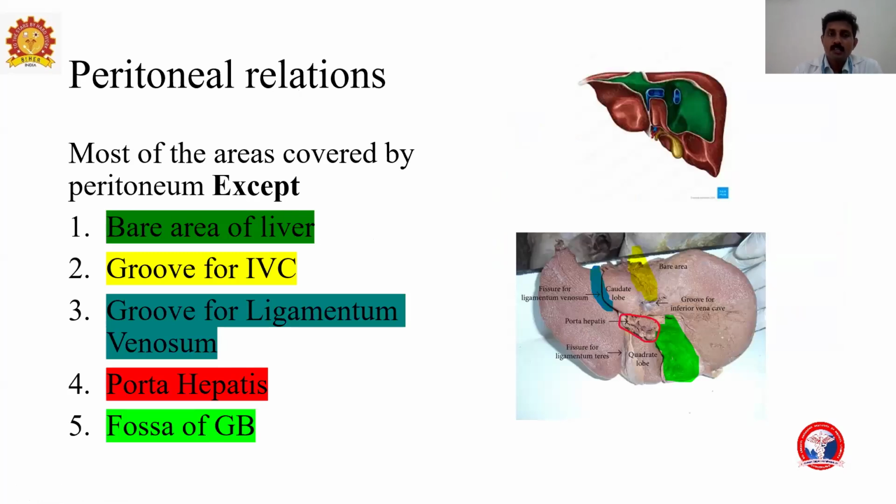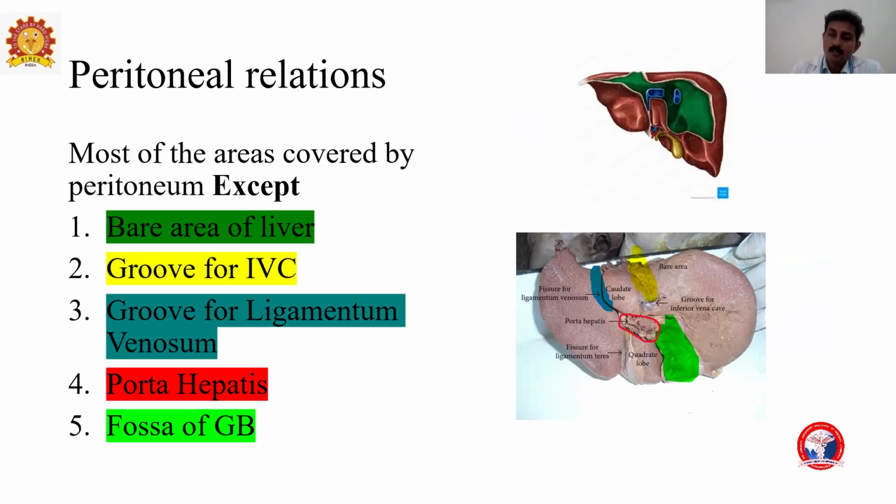Now, what are the peritoneal reflections? We are coming to the fourth part of this discussion. We have seen the gross features, then we have seen the lobes, and next we have seen the hepatic segments. So, what are the peritoneal reflections or the peritoneal relations for the liver?